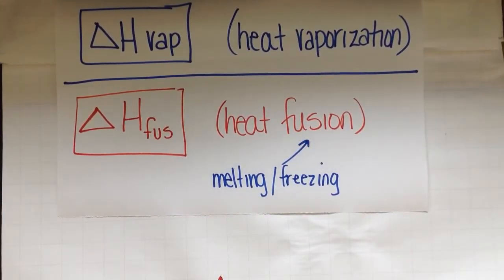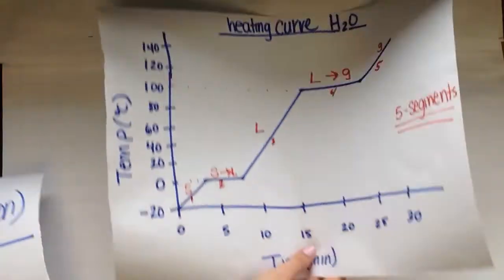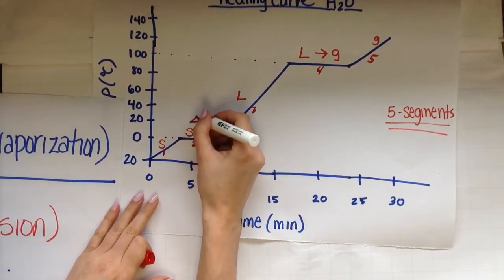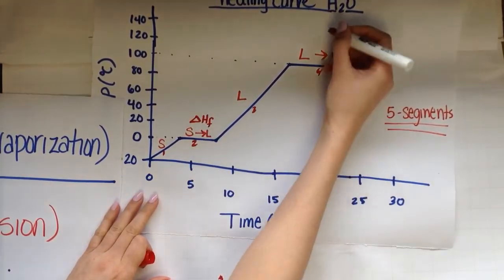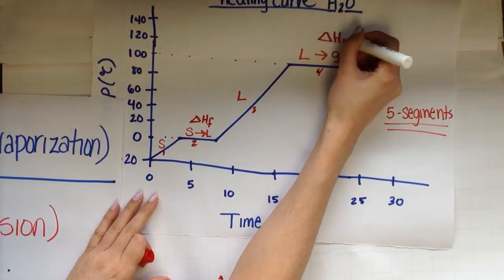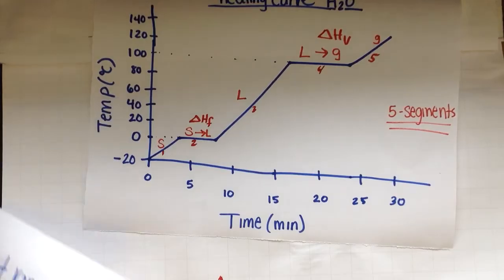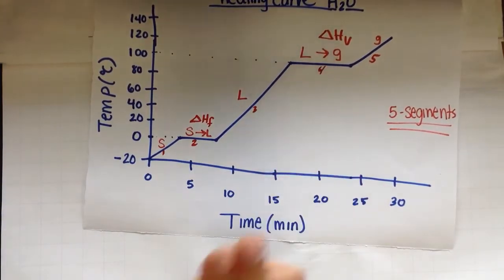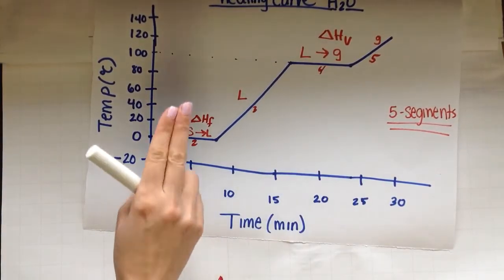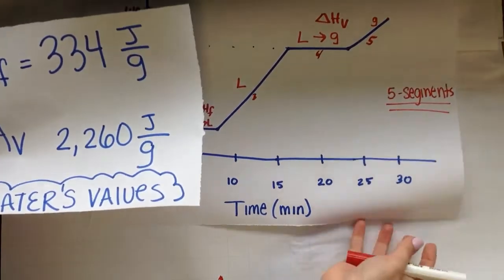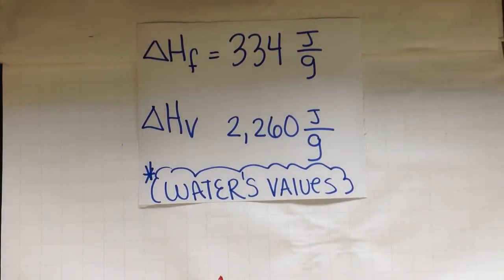So if we bring back our 5-segment curve, we can label that here's where melting happens, and this is where I have my change of heat of fusion, F for fusion, and this is where I have my change of heat of vaporization. So we can label those parts of the graph as seen there. Okay? Now, every substance has its own heat of vaporization, so the heat needed to vaporize. And every substance has its own value of the heat needed to go from melting. These are water's values. You will be given these. You do not have to memorize them.